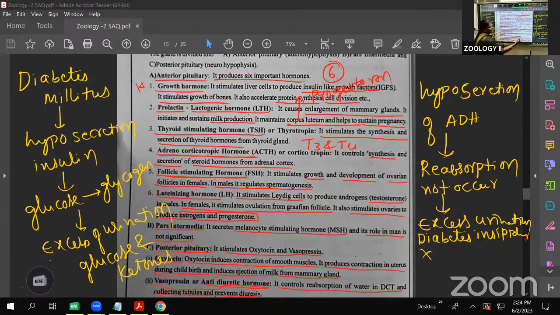Simply, diabetes insipidus is caused by hyposecretion of ADH hormone, also called vasopressin. Diabetes mellitus is caused by hyposecretion of insulin. This one is important for the VSAQ. Next, we go to the next SAQ.